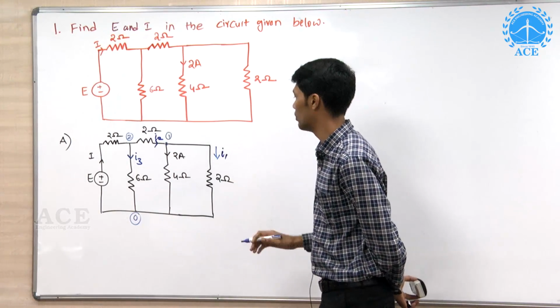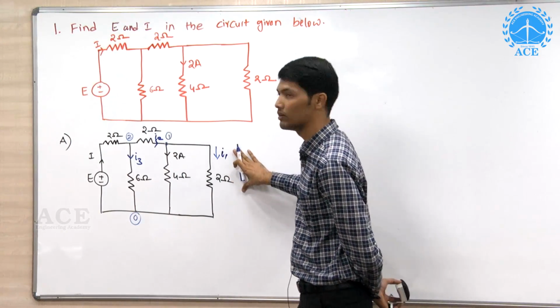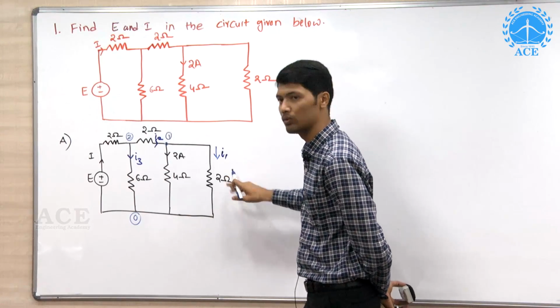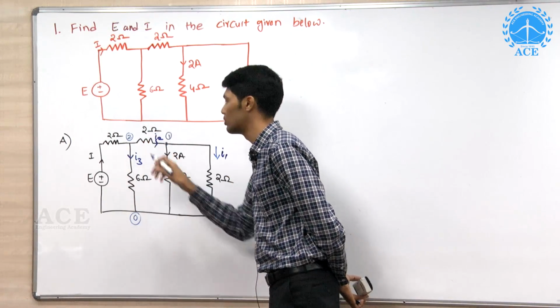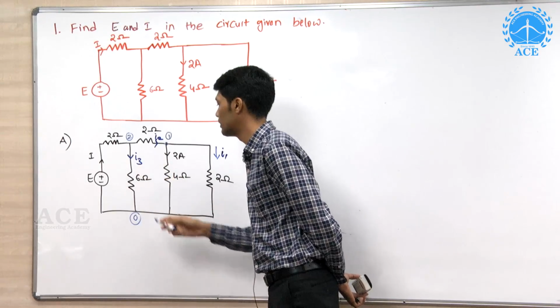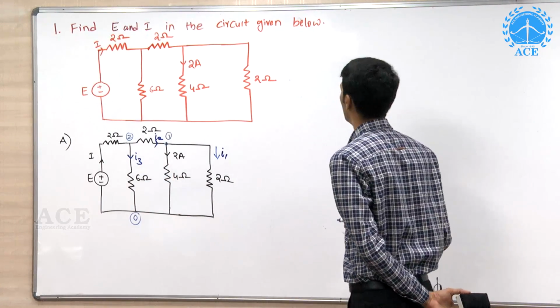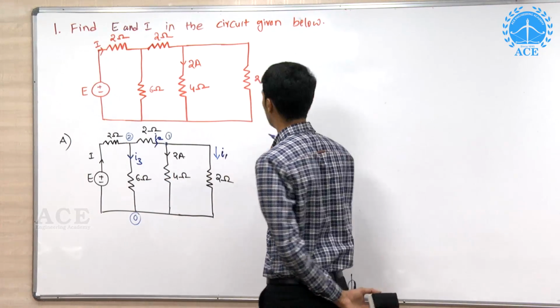And you can see I have also notated some currents. I1 is the current through this 2 ohm resistor, while I2 is the current through this 2 ohm resistor, while I3 is the current through this 6 ohm resistor. So whatever notations you take, please write them initially.